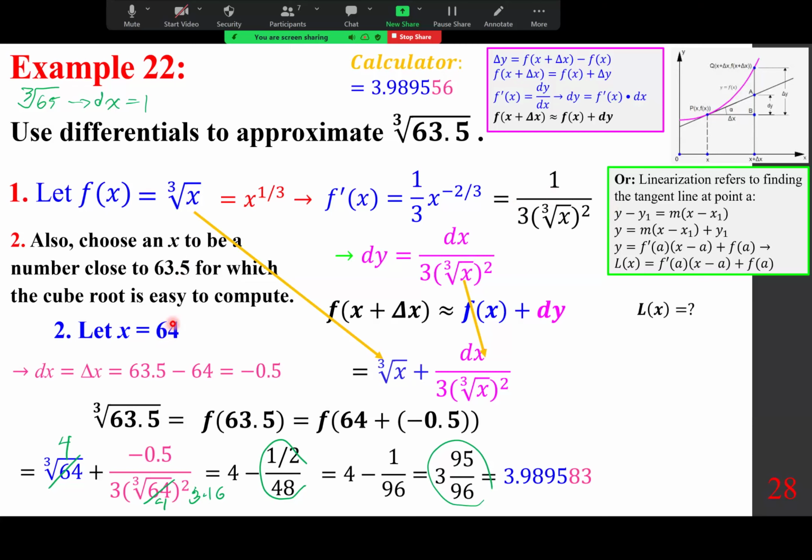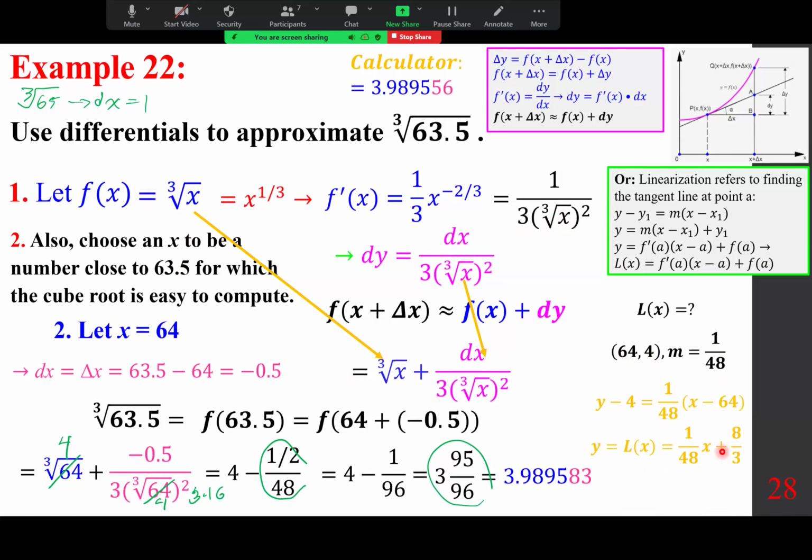f prime is not the slope. If you plug in 64, remember, the denominator here was 48, so 1 over 48. y minus y1, that means y minus 4 equals m, 1 over 48, times x minus x sub 1, that means 64. And you simplify, you get this one. This is L of x.